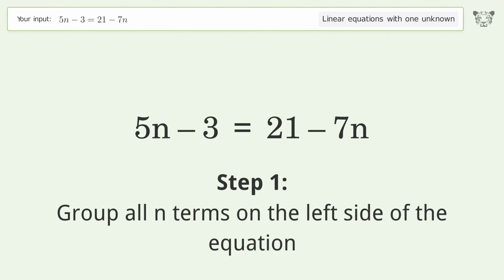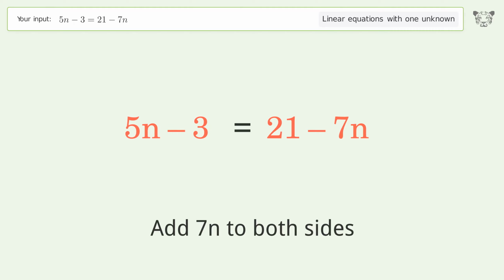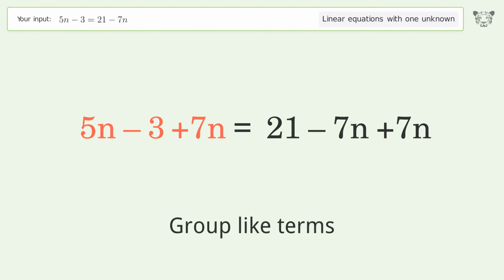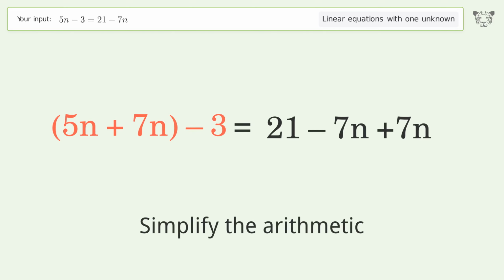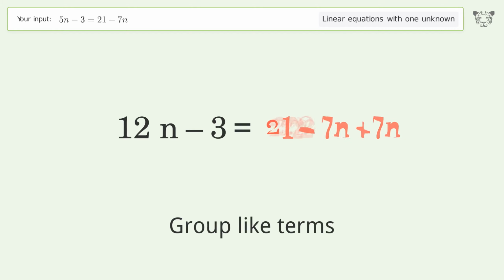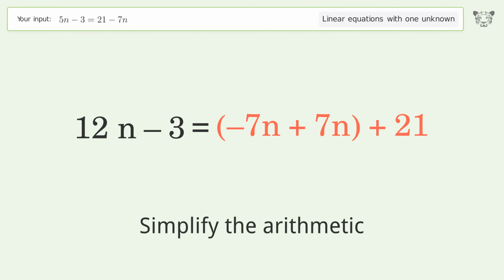Group all n terms on the left side of the equation. Add 7n to both sides. Group like terms. Simplify the arithmetic. Group like terms. Simplify the arithmetic.